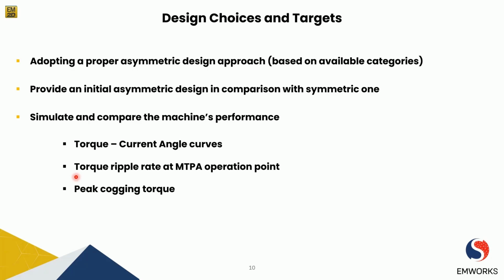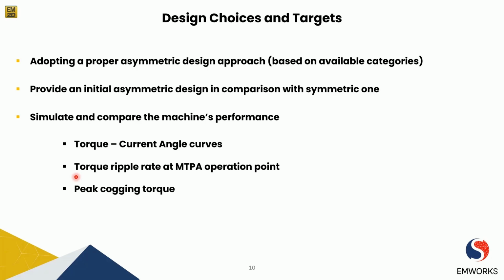And in order to analyze the performance, we have to simulate before doing any prototyping or even manufacturing, because it can be costly. So we have to use computer-based analysis. And in terms of permanent magnet machines, there are various aspects that we can consider, but the main objective here is to improve the torque current angle curves.